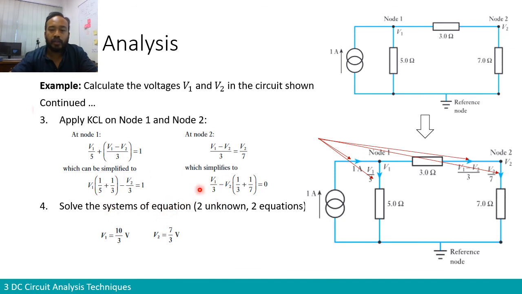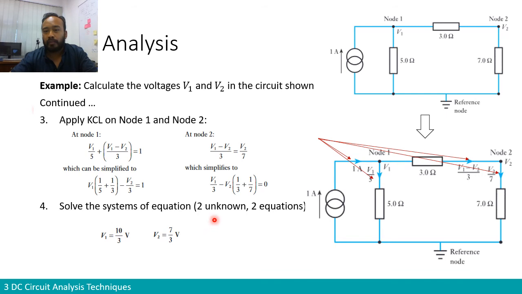If you solve the equations, I will basically let you try to do it on your own. It's just simple solving of equations. You would find that V1 equals 10 over 3 volts and V2 equals 7 over 3 volts. So that is nodal analysis.